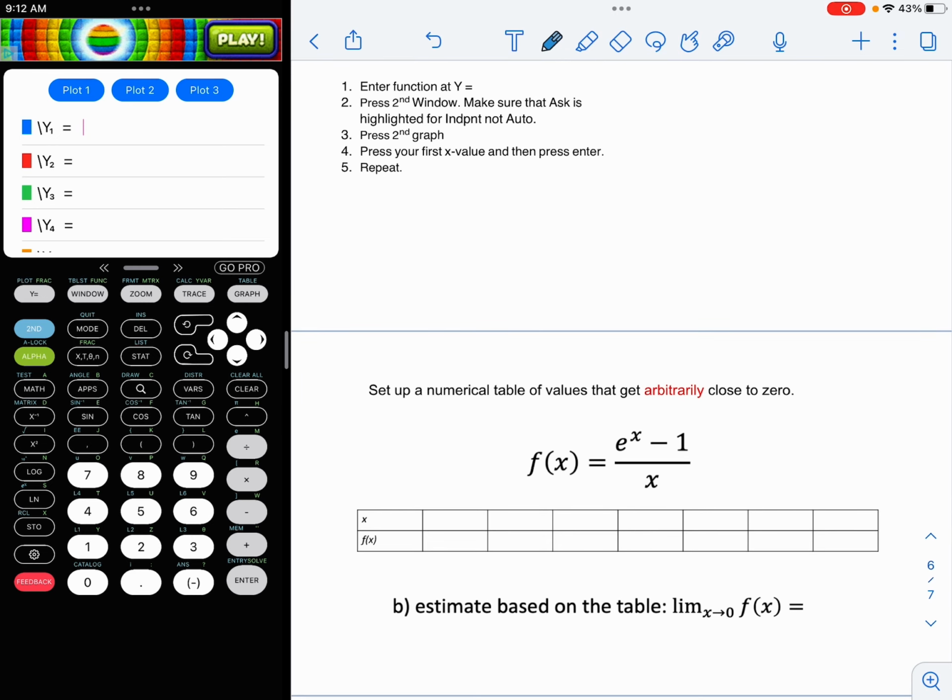So this next one says set up a numerical table of values that get arbitrarily close to 0. So basically it's asking what is the limit of e to the x minus 1, sorry, I should write that differently, minus 1 divided by x as x approaches 0. So that's what it's asking. And so we're going to set this up, and then I'll go back through some of the instructions.